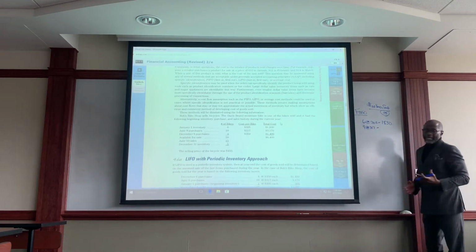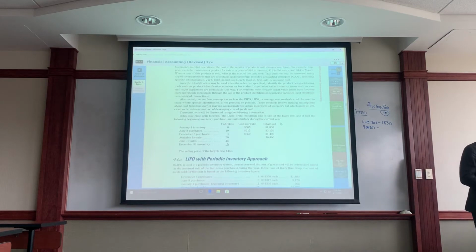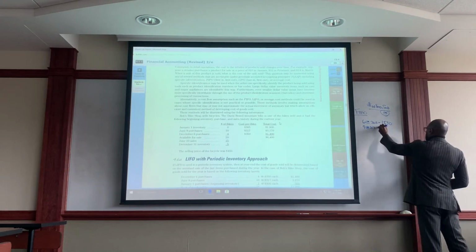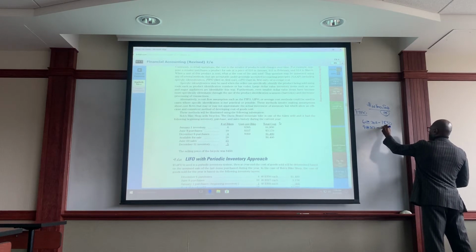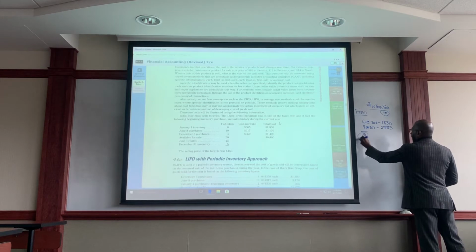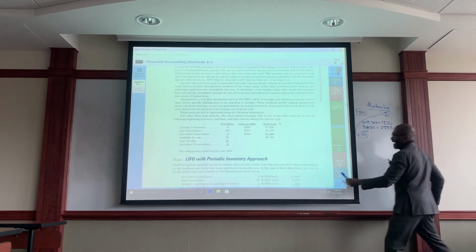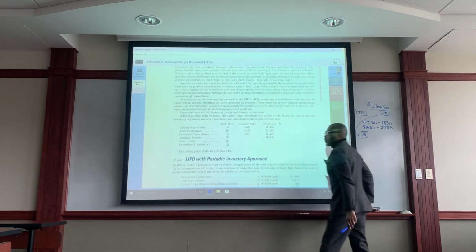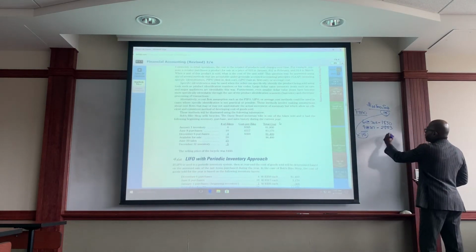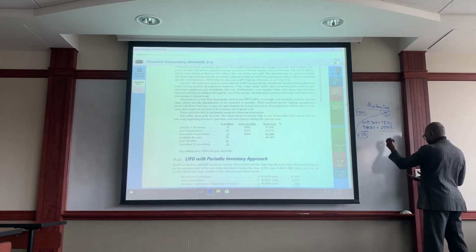Now, why are we only taking 9? Why are we not taking the full 10? I'm going to give you a minute just to clear that up. Why are we taking the 9 and not the full 10? The reason why we're taking the 9 is because we need 15 units. We need this to match with this, which matches with the number of units sold. So now that we do that, we get 2853.